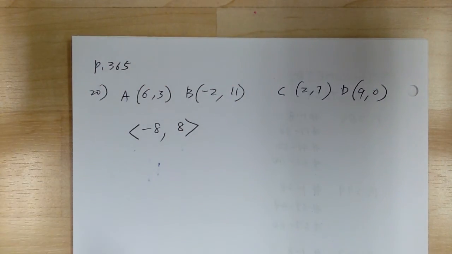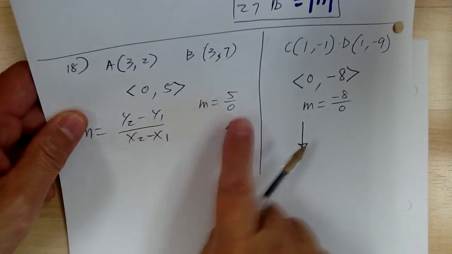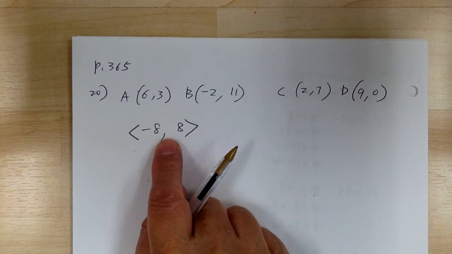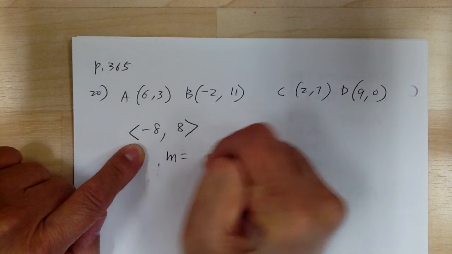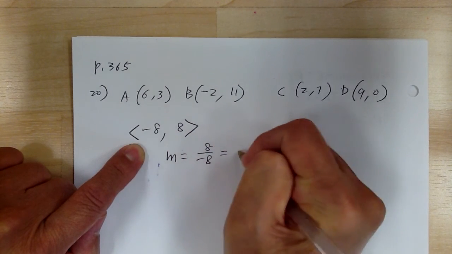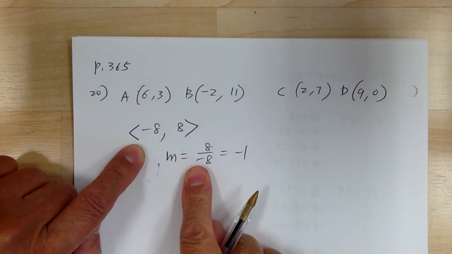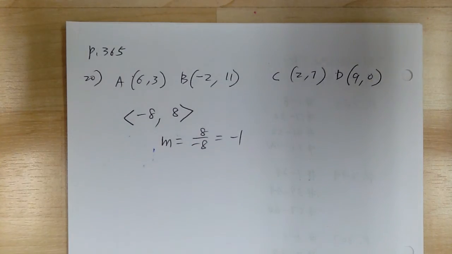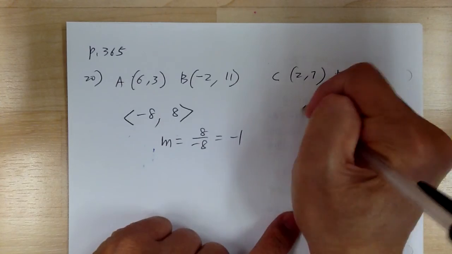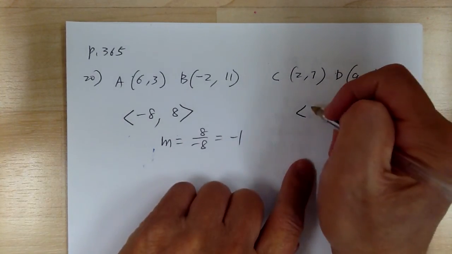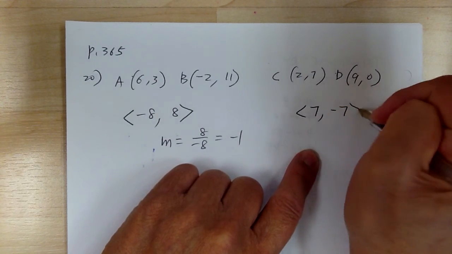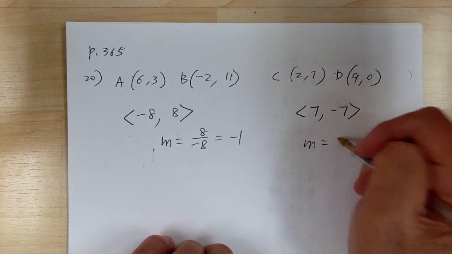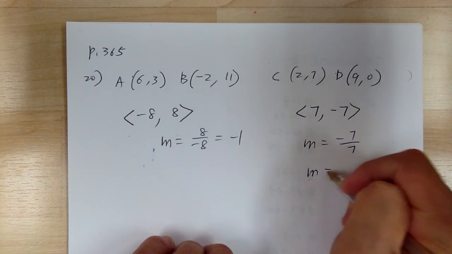Again, I just do all this extra to show you what all this means. If you want to figure out the slope, you don't have to, but the slope will be equal to 8 over negative 8, which is equal to negative 1. Just to show you the relationship between the slope and the vector. For this one over here, the vector would be 9 minus 2, which gives you 7, and 0 minus 7 gives you negative 7. So the slope will equal negative 7 over 7. So slope equals negative 1.